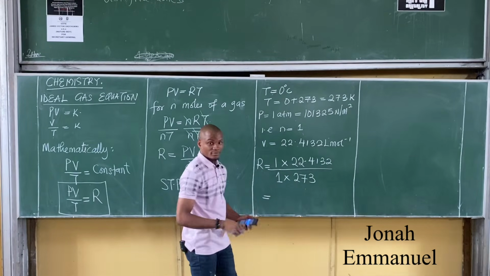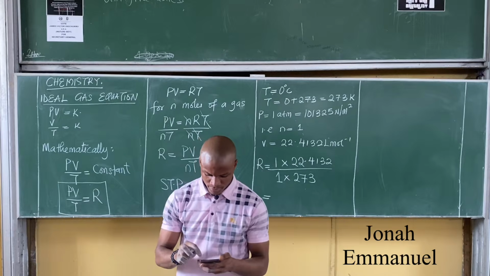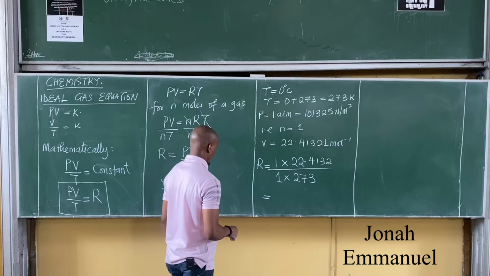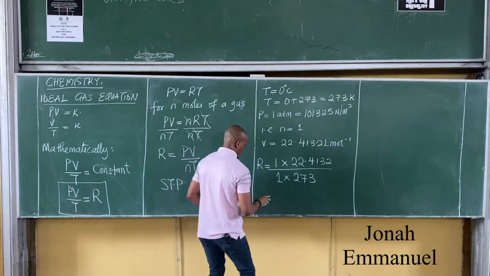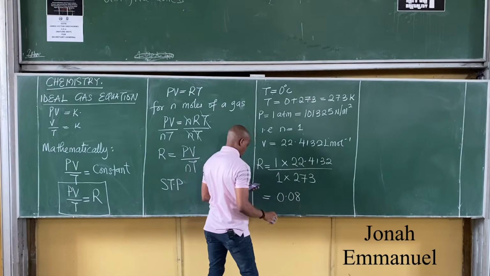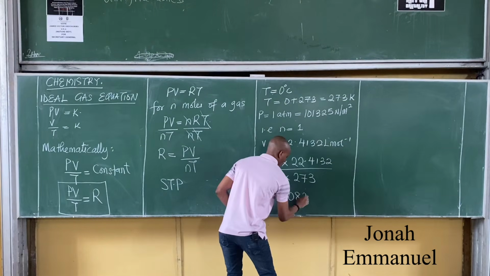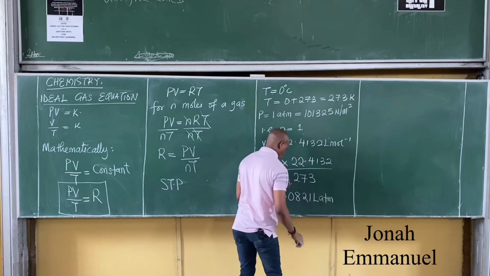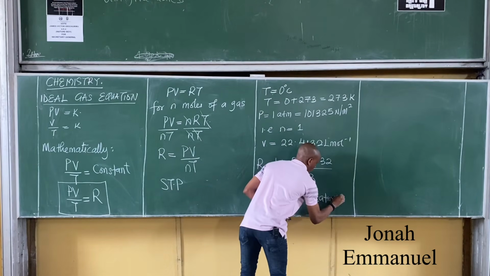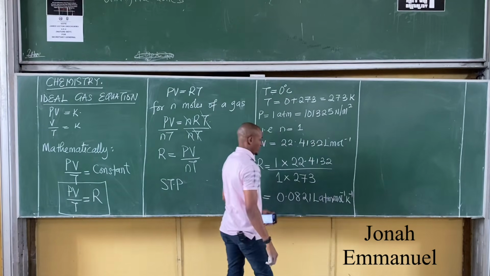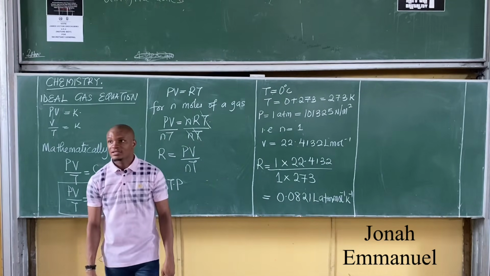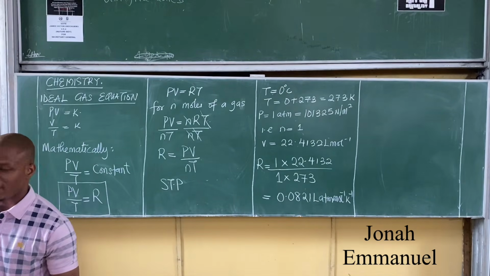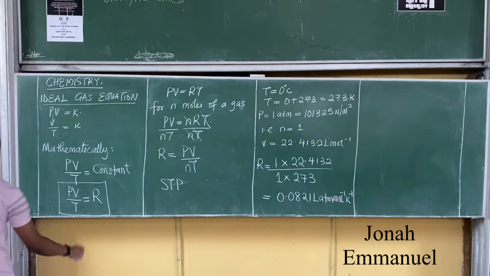Please give me this value. It's 2 ones. Yes. So how much is it? Liters atmosphere per mole per Kelvin. So the value of R is a constant. The value is 0.0821 liters atmosphere per mole per Kelvin. That's the value of R.